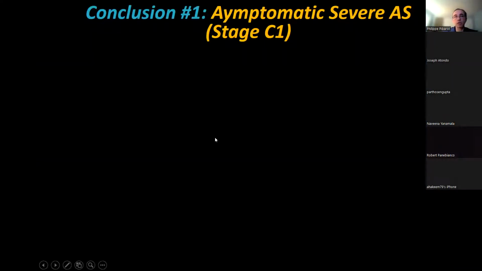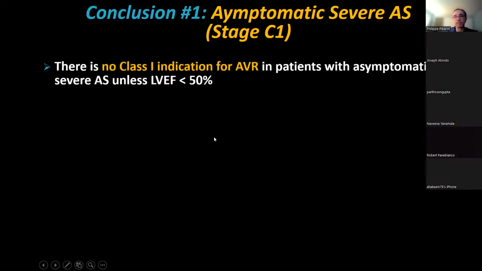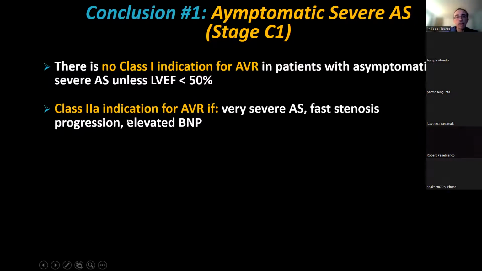So that's my first series of conclusions for this first frontier, let's say. In asymptomatic severe AS, so the stage C1, there is no class 1 indication for aortic valve replacement, unless LVEF is less than 50%, of course. There is a class 2A indication for AVR if the patient has a risk marker: very severe AS, defined again as a peak jet velocity of more than 5, a fast stenosis progression rate of 0.3 meters per second per year, or a markedly elevated BNP, so a BNP ratio of more than 3.